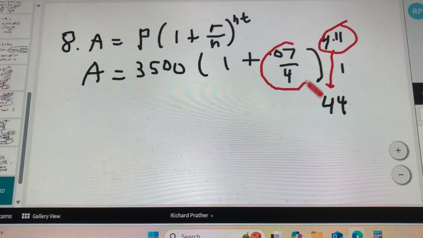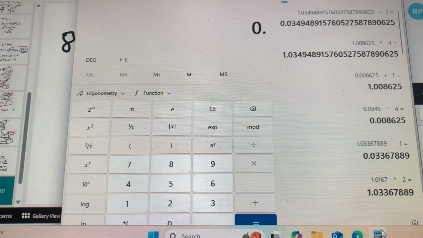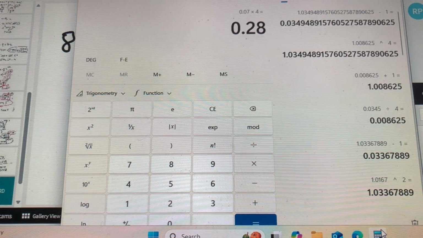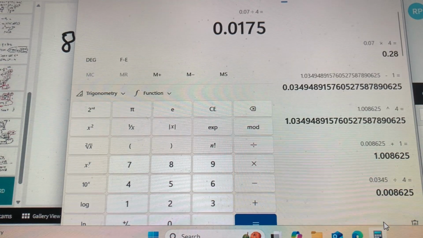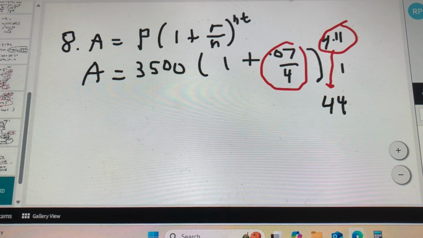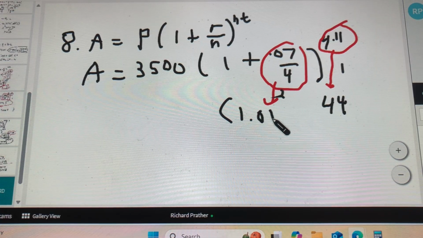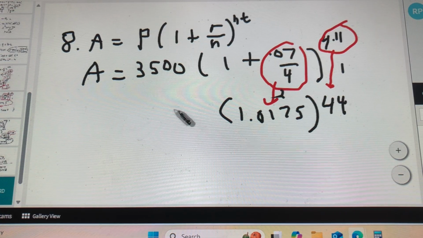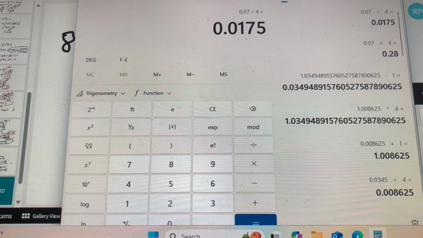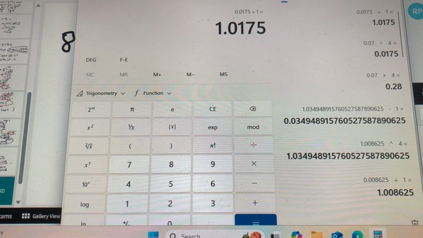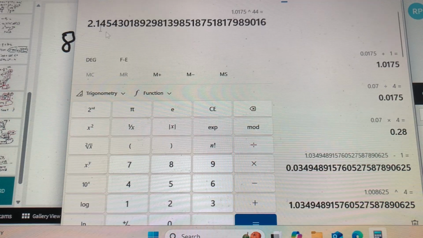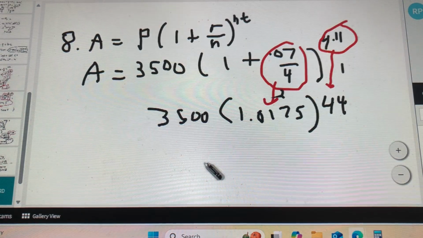Do the fraction second. 0.07 divided by 4 is 0.0175. So then you're literally going to get 1.0175. So once you have the decimal version of it, add 1 to it, so it's 1.0175. Raise it to the exponent of 44, 2.145.